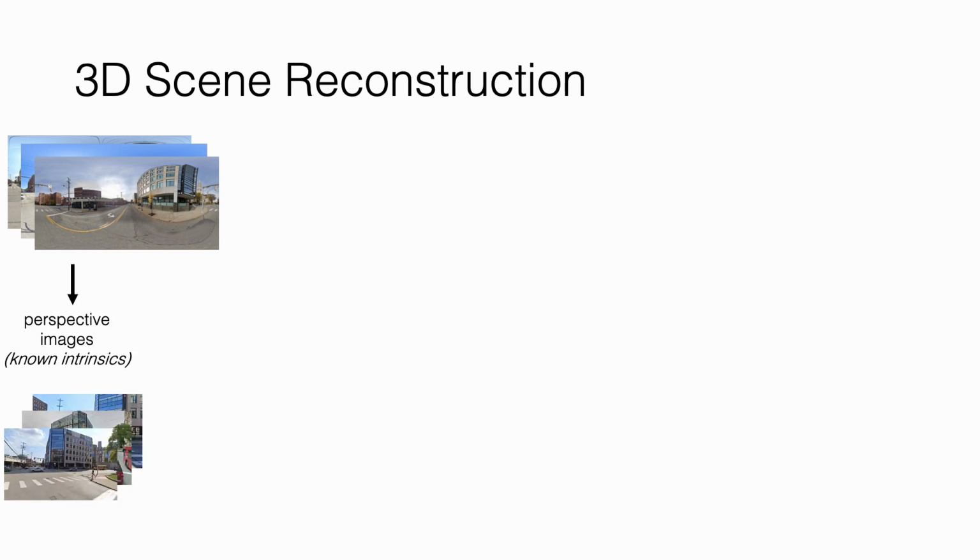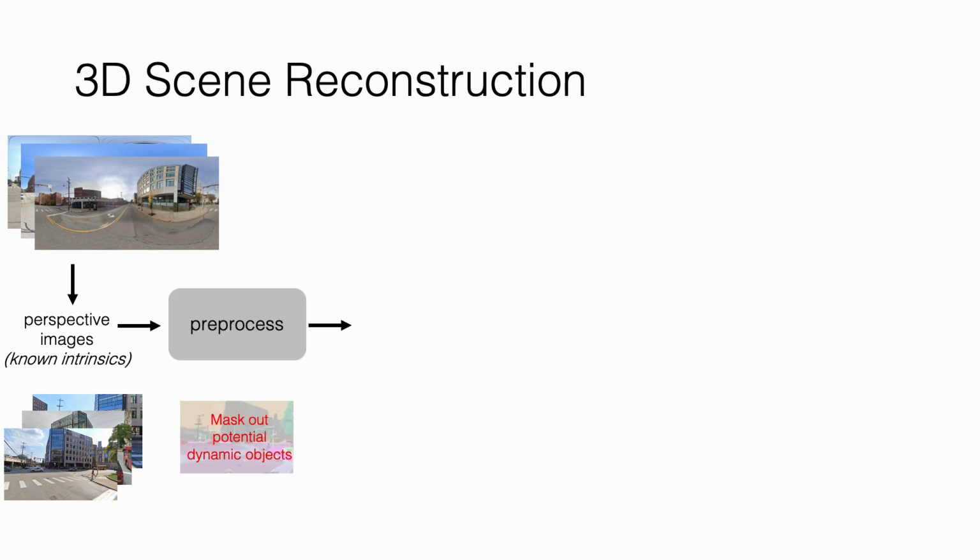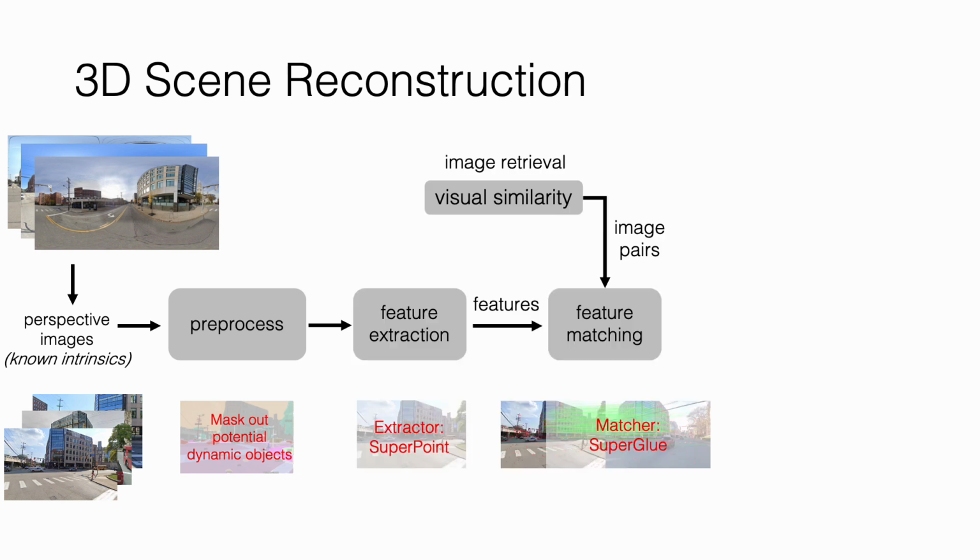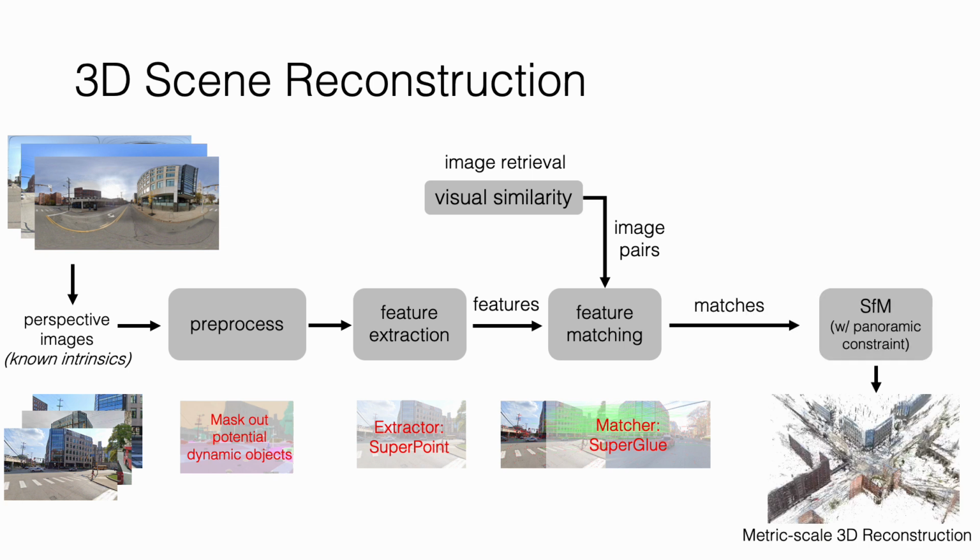Given panorama images, we first perform perspective projection to extract perfectly pinhole perspective images with known intrinsics. For these images, we mask out potential dynamic objects such as pedestrians or vehicles so that only the features from the static background are considered. Next, we use a learned feature extractor, SuperPoint, and perform feature matching using SuperGlue. Instead of matching exhaustively, we use a simple visual similarity module to retrieve the most relevant image pairs for matching. After this, we run structure from motion with panoramic constraint to obtain the 3D reconstruction. Then GPS coordinates are used to obtain the correct metric scale.